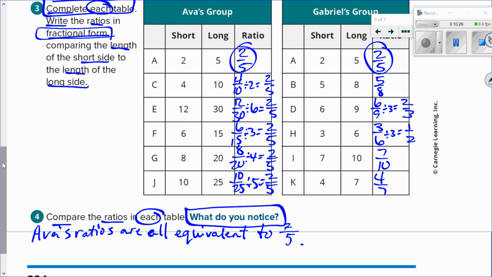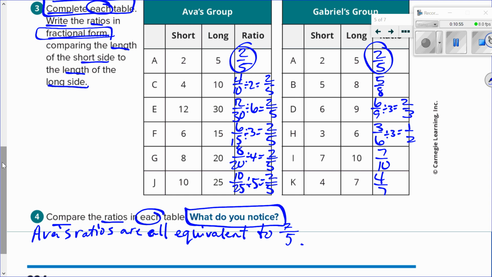Does anybody notice a pattern with Gabriel's group? Nobody? You see a pattern? No? Look at the numbers, guys. Robin? So here's one of your future stars if you're sticking around. Did you hear him?